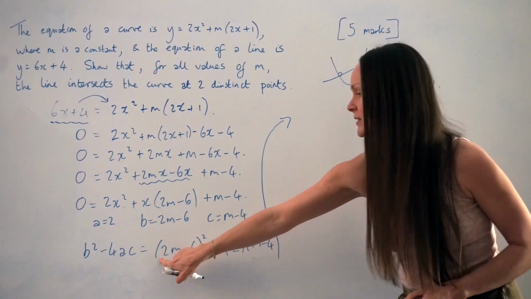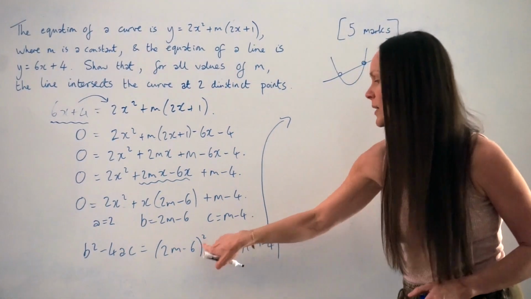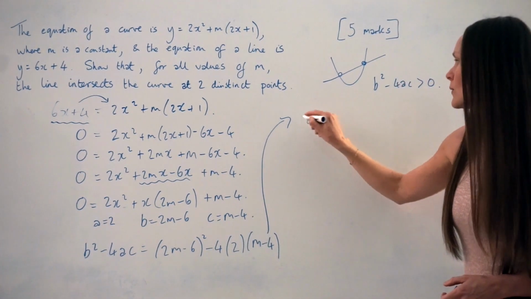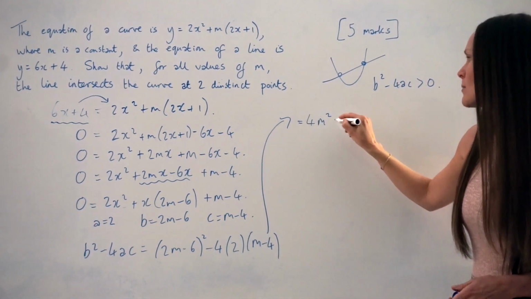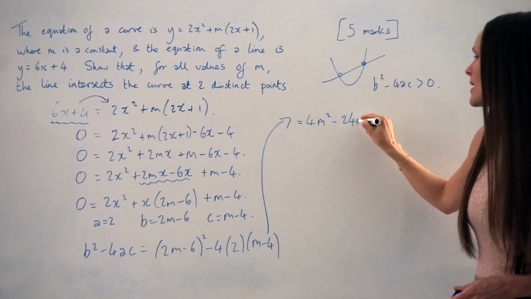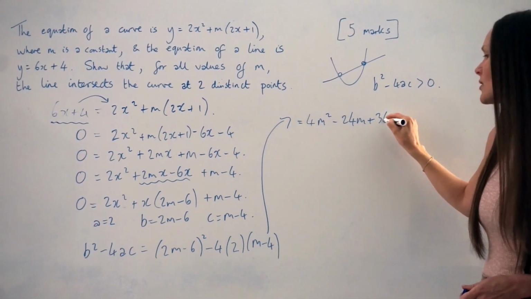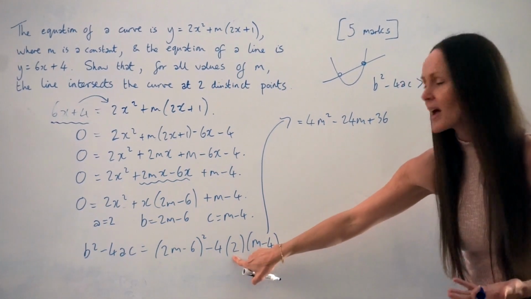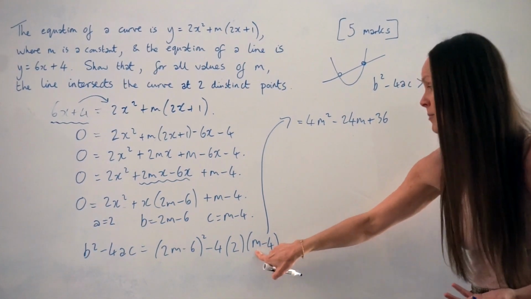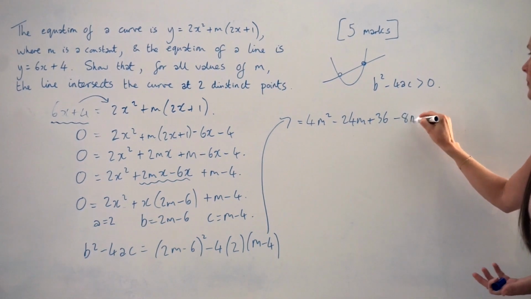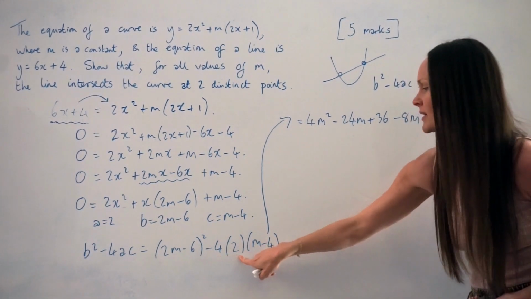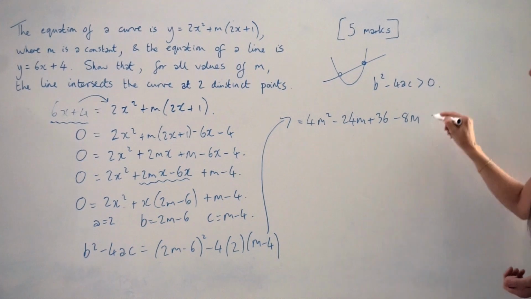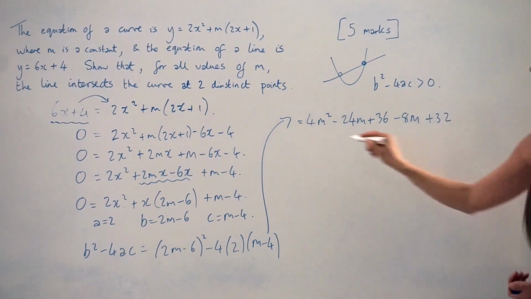So if I expand these brackets here, so multiply them by themselves, I get 4m squared minus 24m plus 36, okay? And then here, if I times minus 4 by 2, I get minus 8. If I times that by m, I get negative 8m. Then if I times the minus 8 by minus 4, I get positive 32.